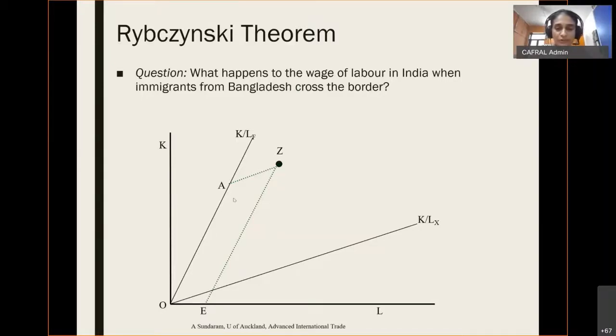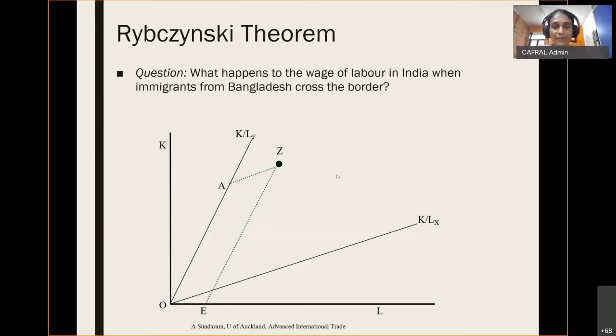Here we have our usual Lerner diagram. We have the cone of diversification. Let's keep X as the labor-intensive good, so something like footwear. And here we have the capital-intensive good, let's say that is machinery. Here's our cone of diversification. Z is India's endowment point. In other words, it tells us how much capital and labor India has.